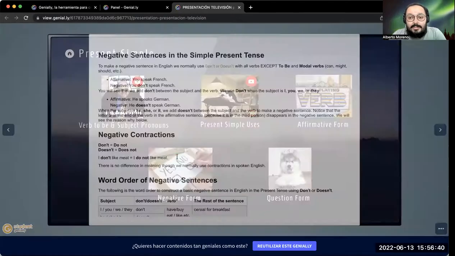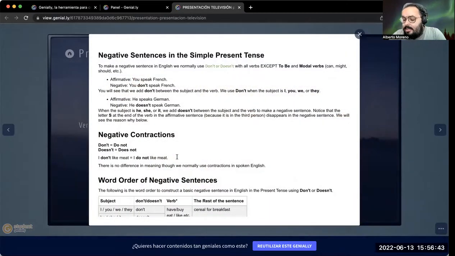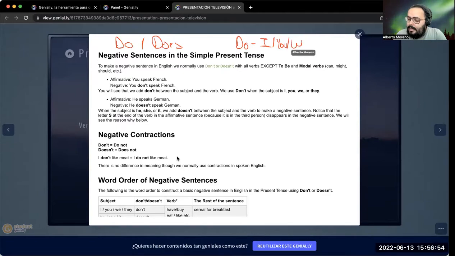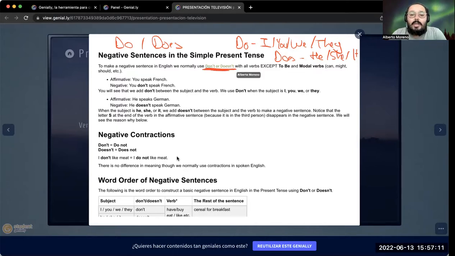What happens with the negative structure? Well, the negative structure uses the auxiliary do or does. Remember, we use do for I, you, we, they, and we use does for he, she, it. And well, to make a negative sentence in English, we normally use don't or doesn't. That's right, don't or doesn't with all verbs except the verb to be, which is something special, and the modal verbs like can, might, and should.